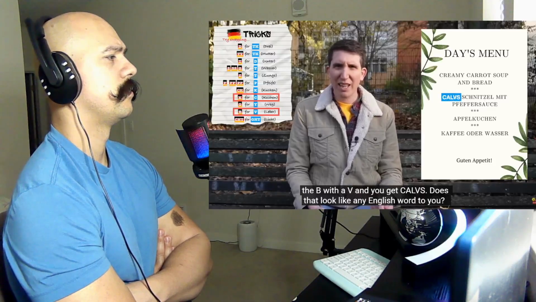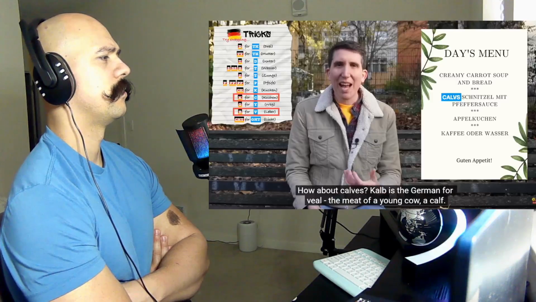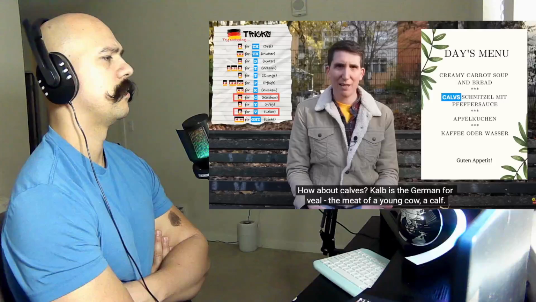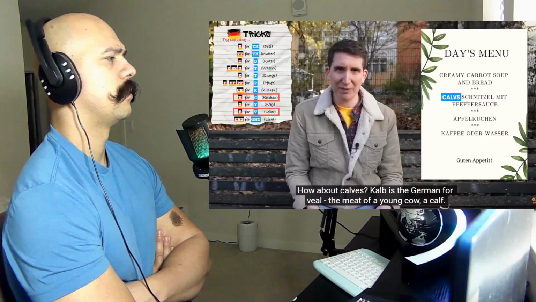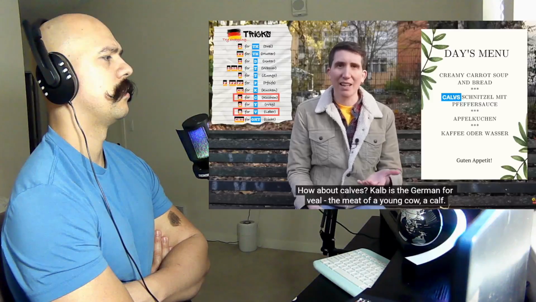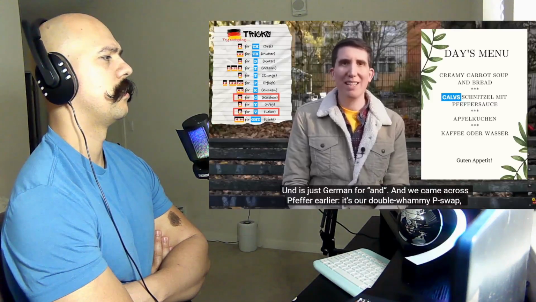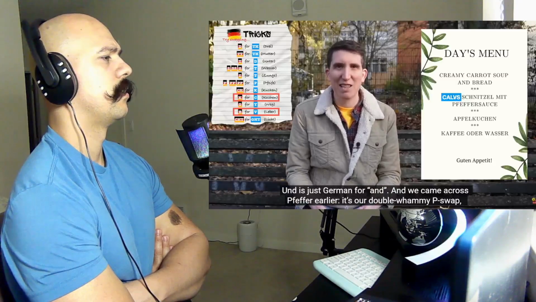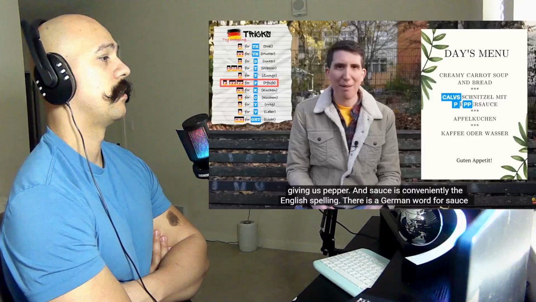The next word is a bit tricky. You probably already know what a schnitzel is, a delicious breaded cutlet. But what about the start of the word, though? Well, swap the K with a C and the B with a V, and you get calves. Does that look like any English word to you? How about calf? Kalb is the German for veal, the meat of a young cow. Mit is just the German for with, and we came across Pfeffer earlier. It's our double whammy P swap, giving us pepper. And sauce is conveniently the English spelling.